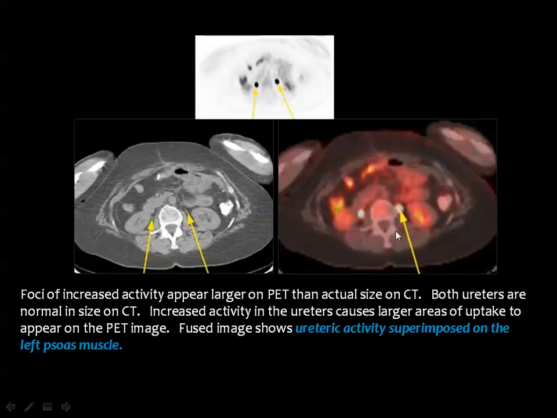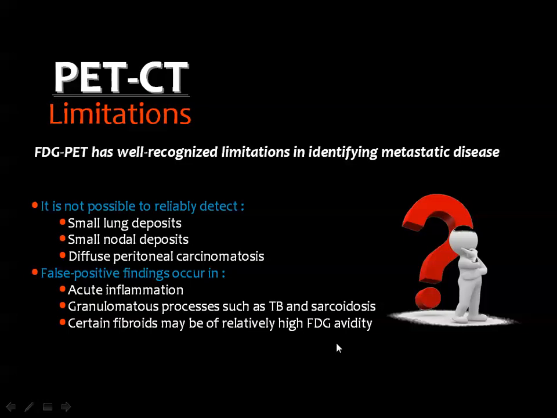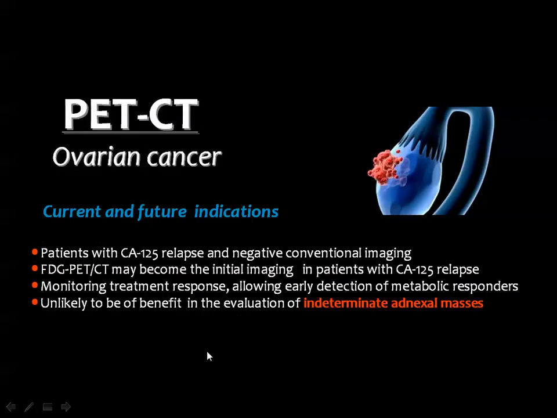And this is the uptake in the ureters, which is not of course seen on the CT because of the absence of contrast material here. And you may have some of the limitations for PET-CT, including that it is not reliably used to detect small lung deposits, small nodal deposits, and diffuse peritoneal carcinomatosis. And it may give false positive results in cases of acute inflammation, granulomatous disease, and some of the fibroids may show some increased uptake.